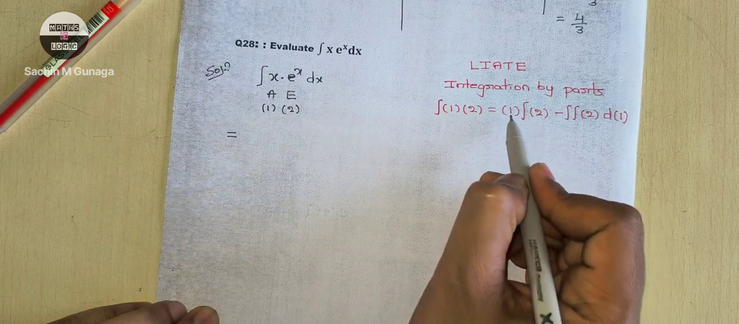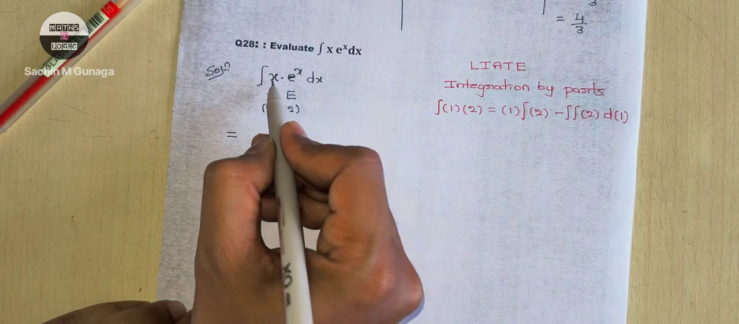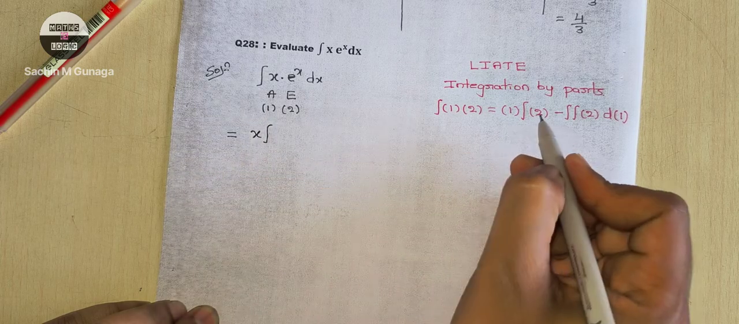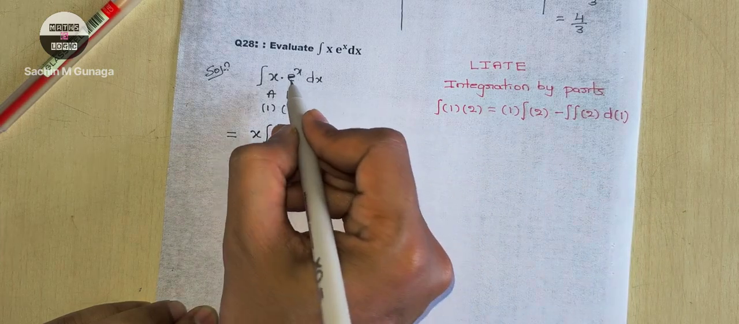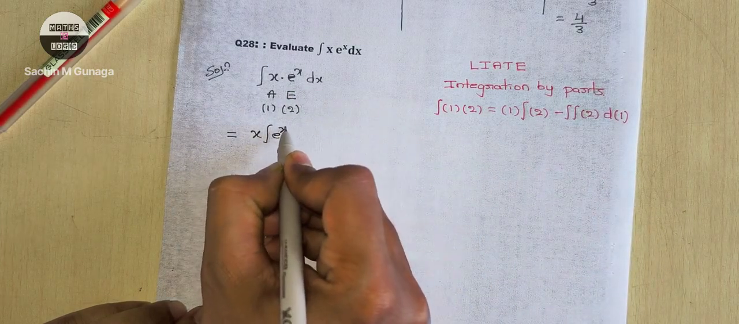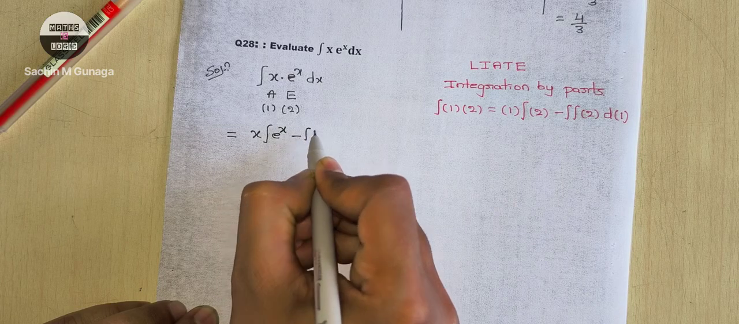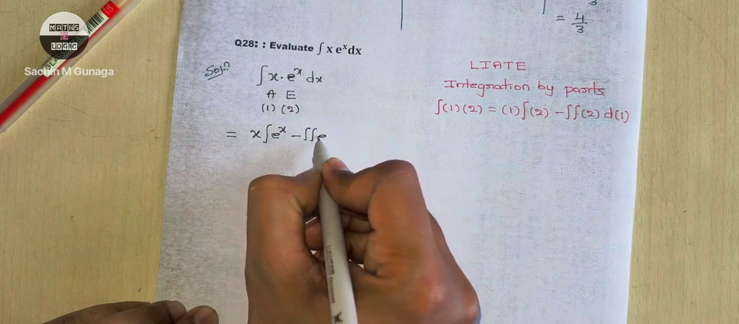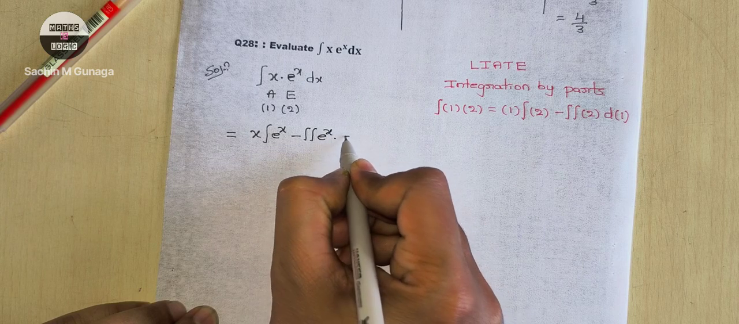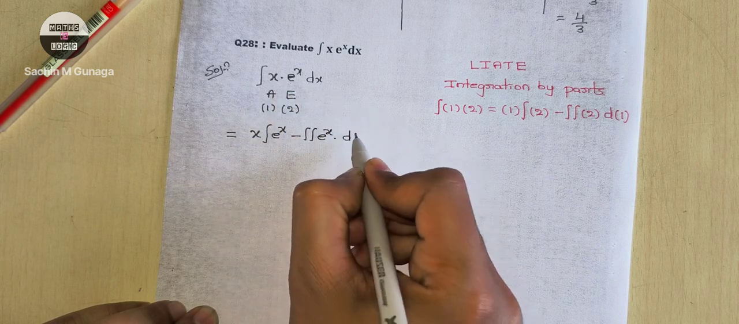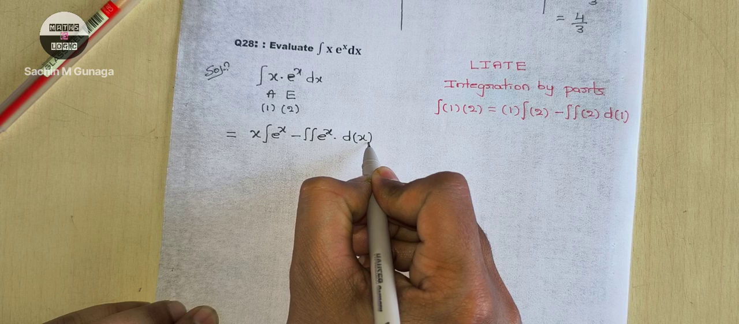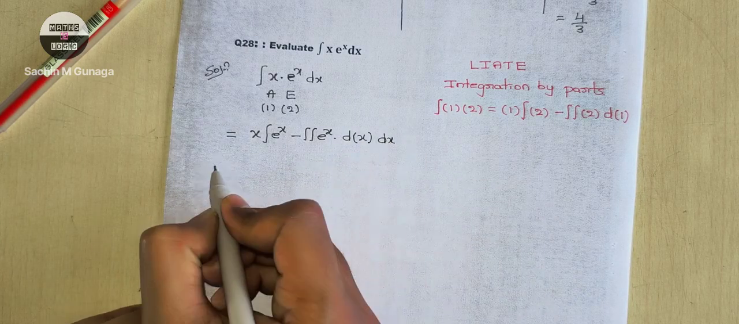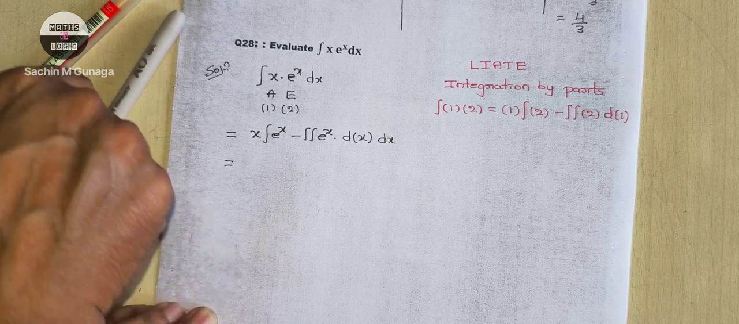Now apply it here, which is equal to the first function as it is. What is the first function here? x, keep it as it is. Next, integration of the second function. What is the second function here? e power x, minus the integration of the integration of the second function, e power x, into the differentiation of the first function, x, with respect to dx.